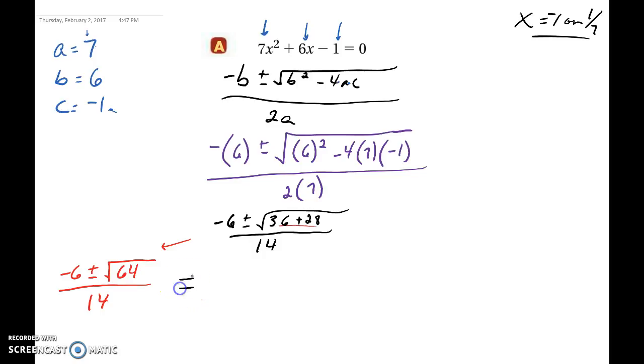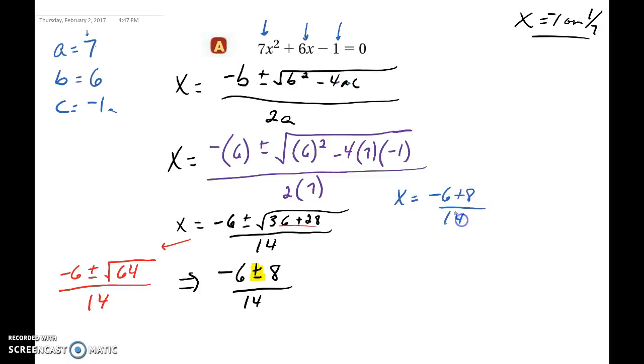All right, then from here, now remember, this is x is equal to. So the values that we get here are what our x is equal to. So the square root of 64 is 8, so it's negative 6 plus or minus 8 over 14. So since this is plus or minus, this is actually telling us two different numbers. So that means x is equal to negative 6 plus 8 over 14, or x is equal to negative 6 minus 8 over 14.